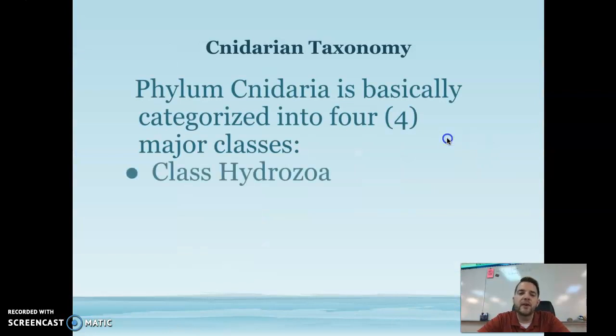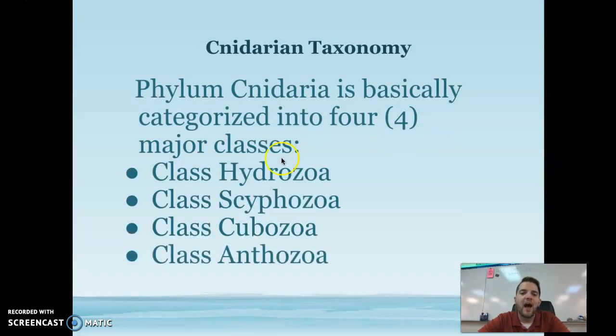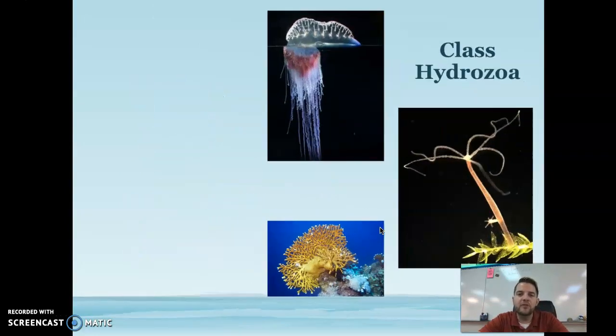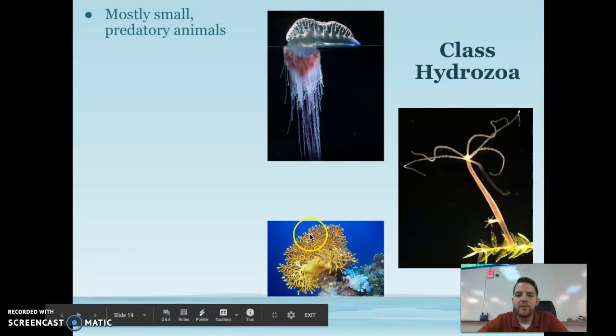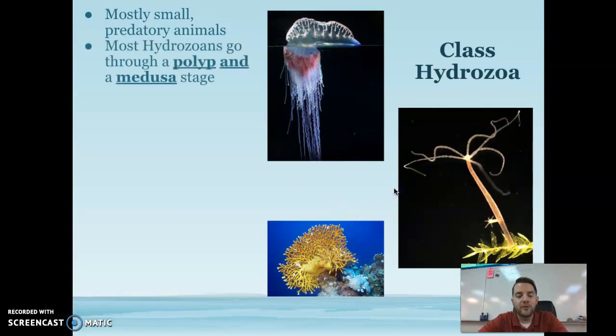So phylum Cnidaria is broken down into 4 classes: Hydrozoa, zoa meaning animal, Scyphozoa, Cubozoa, and Anthozoa. So class Hydrozoa, these are small predatory animals. Here we have a picture of a Portuguese man-o-war, a hydra, and a fire coral, which is not a real coral. Most hydrozoans do alternate generations. Make sure you make a note of that, because that is a big way that we can classify some of them. Most hydrozoans do have a polyp and medusa stage, so they alternate generations.